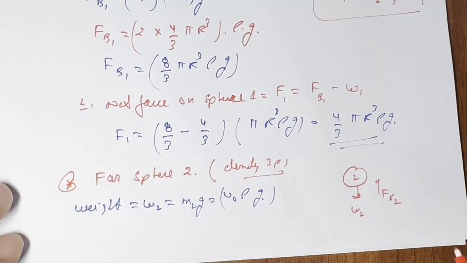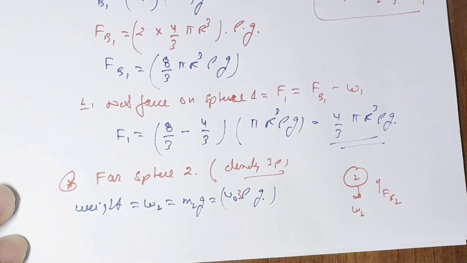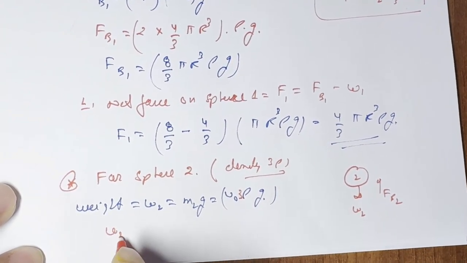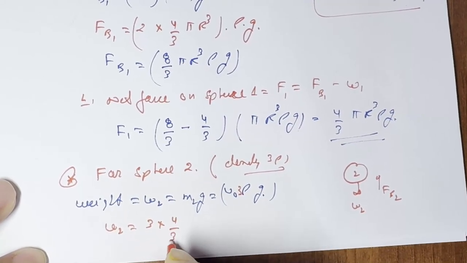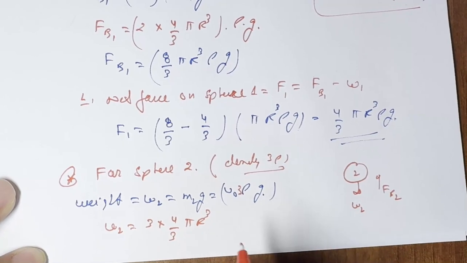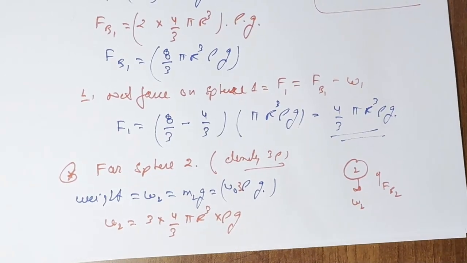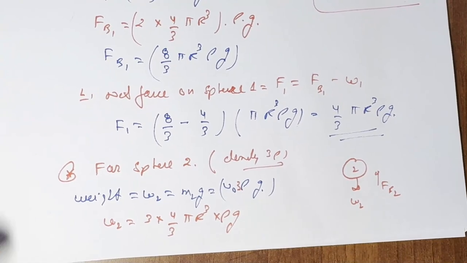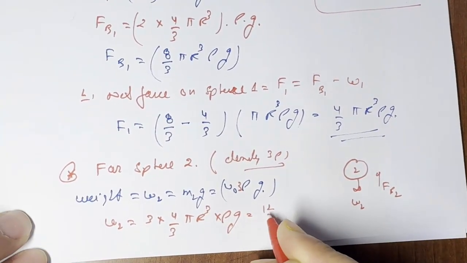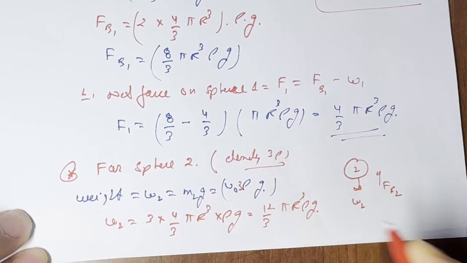And its density is 3 rho. Sorry, I missed 3 here. So this is 3 rho. So we get W2 is equal to 3 multiplied by 4 by 3 pi r cube, and we have rho multiplied by G, and we can say this comes as 12 by 3 pi r cube rho G. So this is our W2.